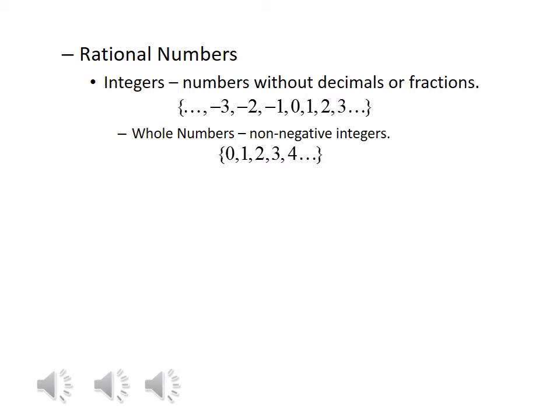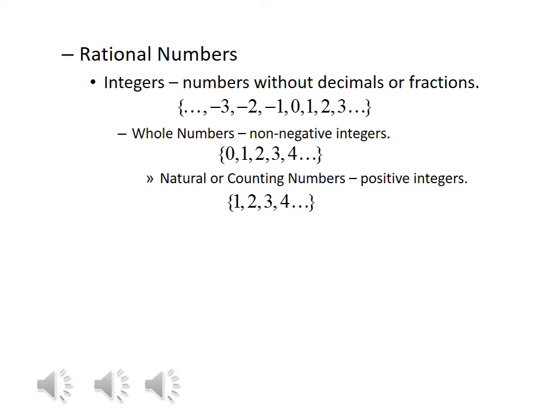A subset of the integers are the whole numbers. The whole numbers are basically the non-negative integers. So 0, 1, 2, 3, 4, 5, so on and so forth. And finally, a subset of the whole numbers, which is also a subset of the integers and a subset of the rational numbers, are the natural or counting numbers. The natural or counting numbers are just the positive integers, the ones that you would think about counting with. 1, 2, 3, 4, 5, so on and so forth.